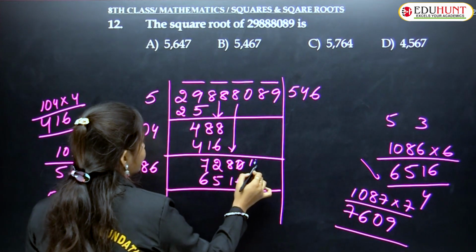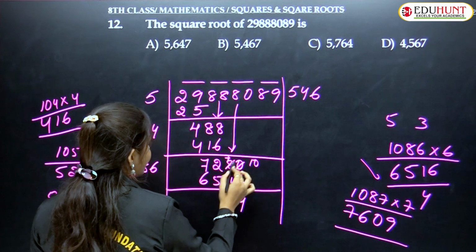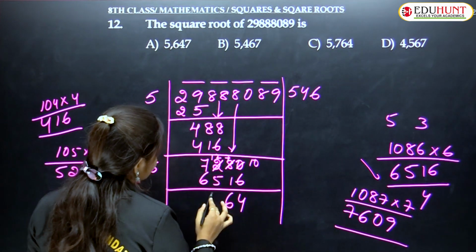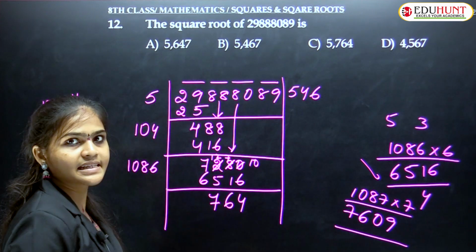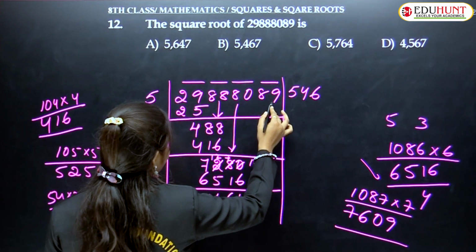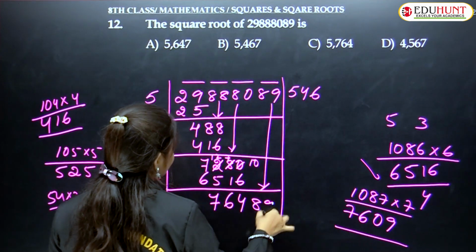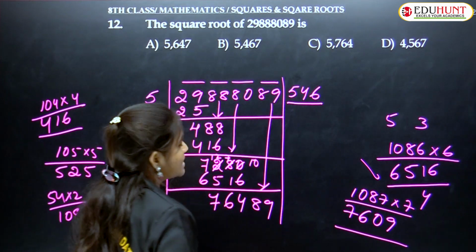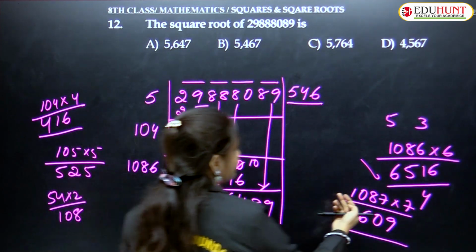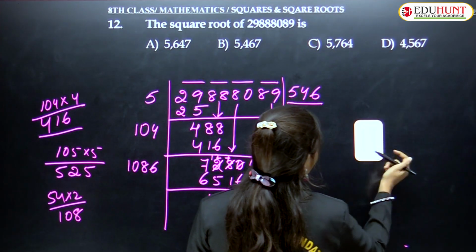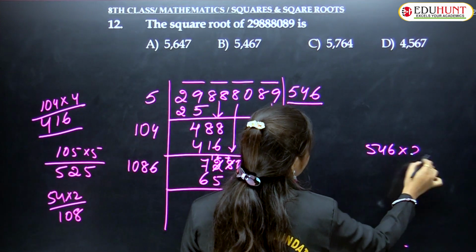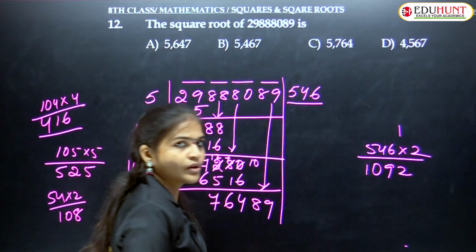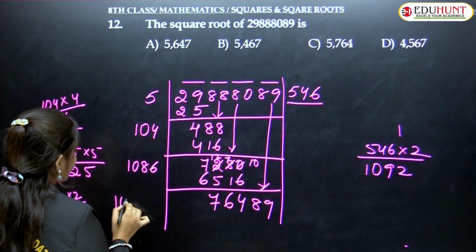Here 10 minus 6 is 4, 7 minus 1 is 6, and 12 minus 5 is 7. So 764. Drop down the next set of numbers, that is 89. What is the double of 546? 546 into 2: 2 6s is 12, 2 4s is 8 plus 1 is 9, 2 5s is 10. So 1092.